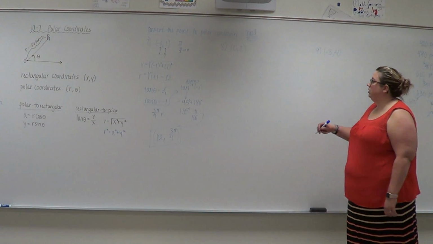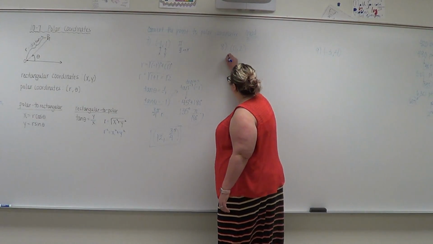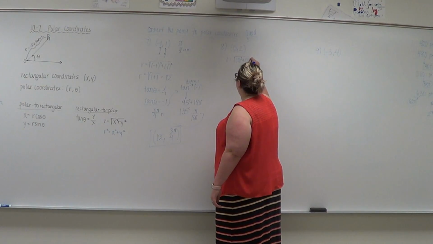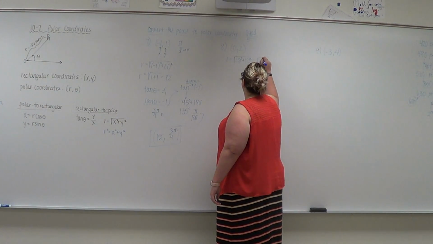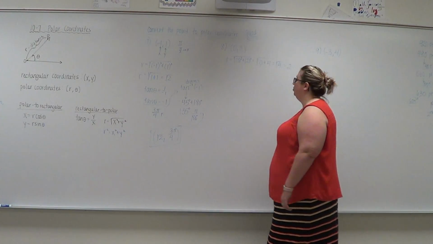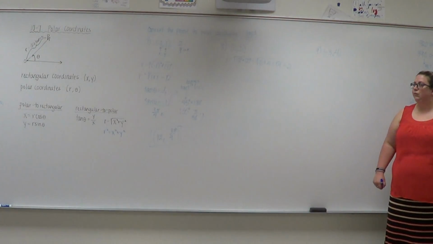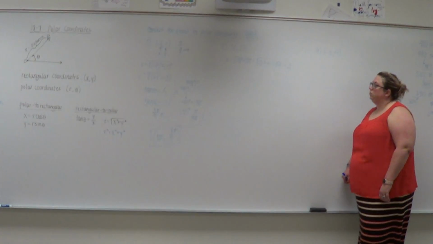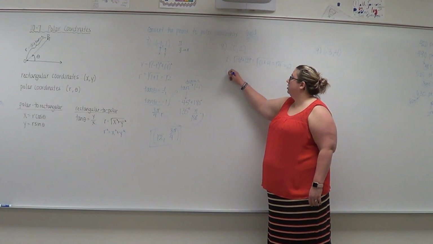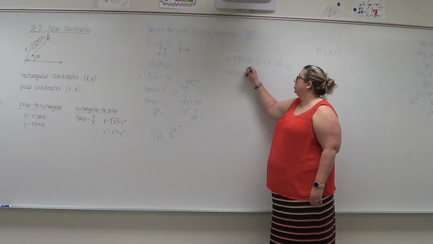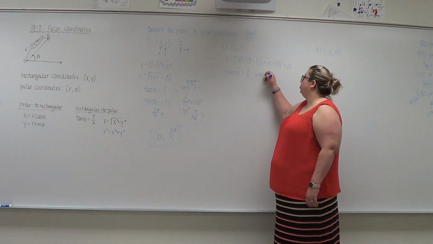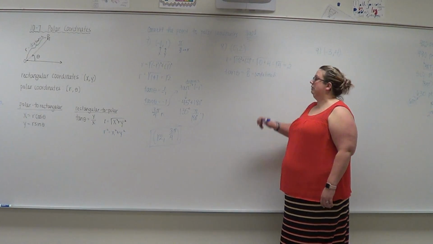Okay, so number 8, we're doing the same thing. So to find R, square root of 0 squared plus 2 squared. Square root of 0 plus 4. Square root of 4, which is 2. Okay, then tangent is undefined. Okay, so what angle would that be?